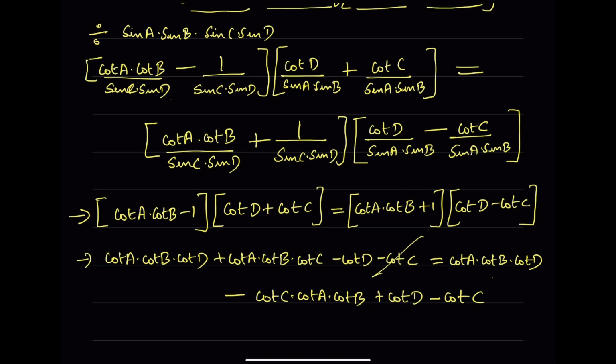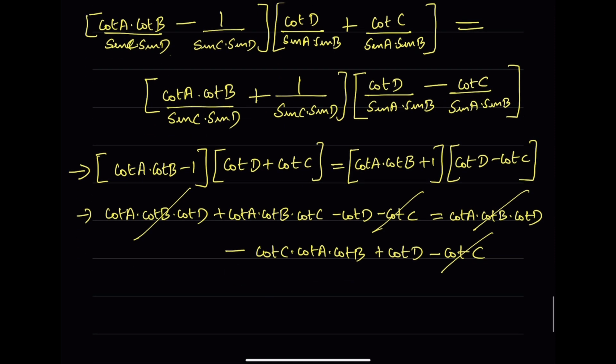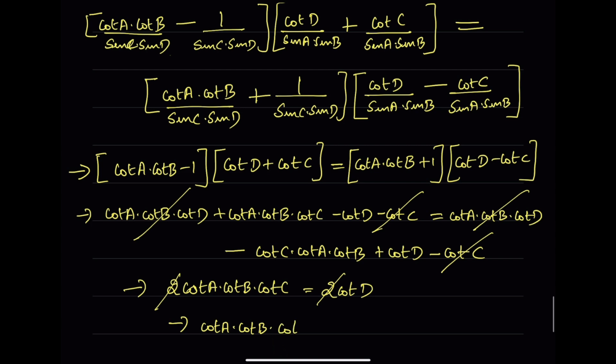So there is minus cot C on both the sides, that can be cancelled out. We have cot A cot B cot D on both the sides. Yeah, those are the things we can cancel out. So now this equation will further change to 2 times cot A cot B cot C is equal to 2 times cot D. So basically we have cot A cot B cot C is equal to cot D. So this is how we can solve the second question.